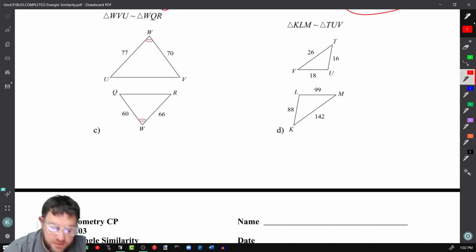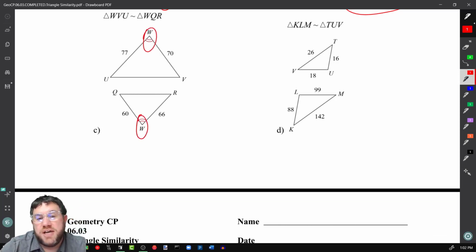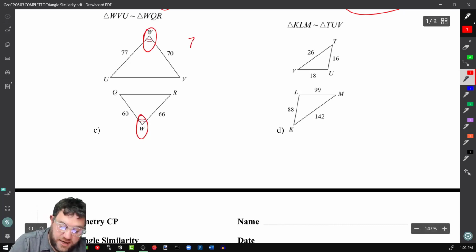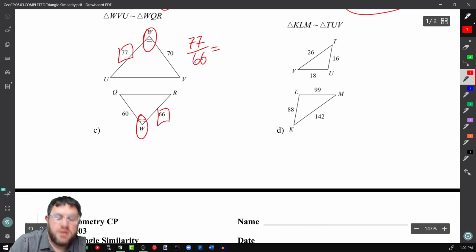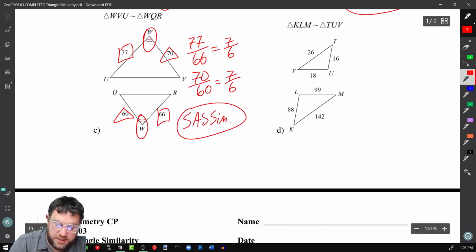For C, we've got a pair of angles that are congruent. So now we need to check to make sure the sides are proportional. Again, longest side has to go with the longest side. So we've got 77 and 66 together. Both of those can be divided by 11, so they reduce to 7/6. And then we've got 70 and 60 that go together. Both of those can be divided by 10, so we again have 7/6. So this is side angle side similarity.